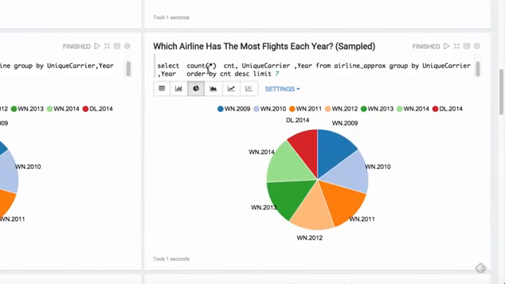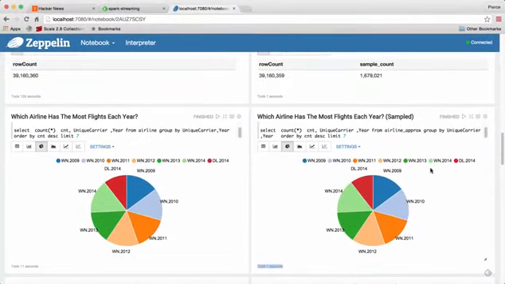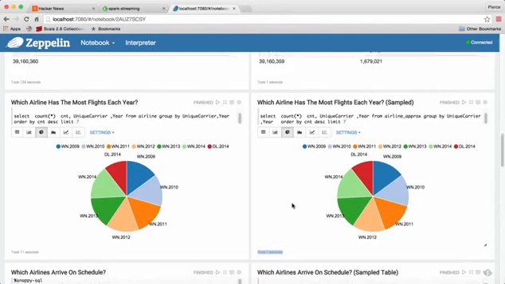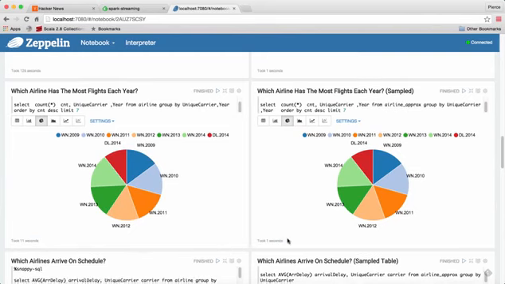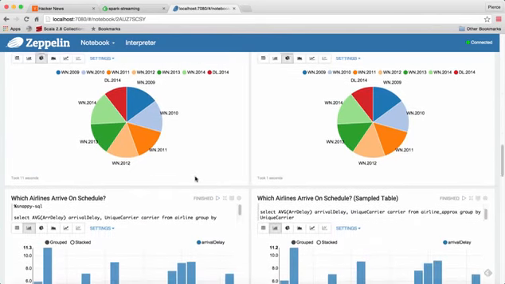And then we did the same query over the sampled data set. So we'll go ahead and run that. As you can see, it took about 1 second. And if you look at the pie charts, they're almost identical. And one thing to note, of course, is that having this run in Zeppelin, it introduces a tiny bit of overhead. So both queries actually run faster.